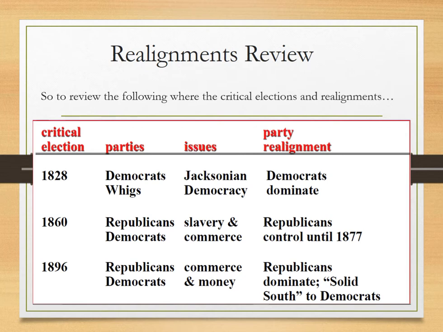In 1860, you had the Democrats and the Republicans as the major parties. Slavery, and then later on, commerce became an issue. And commerce, particularly when we're talking about interstate commerce, became the question of the creation of railroads, of the use of public dollars to invest in public projects. So the Republicans controlled until 1877, and certainly slavery and Reconstruction were an issue. But then in 1896, the Republicans and Democrats were the major parties again. Commerce and money became the issue.